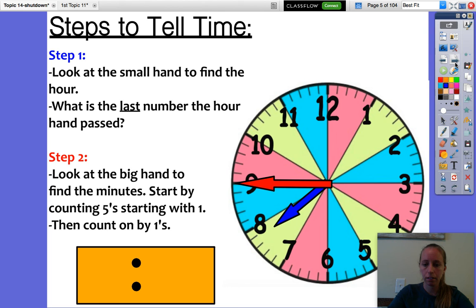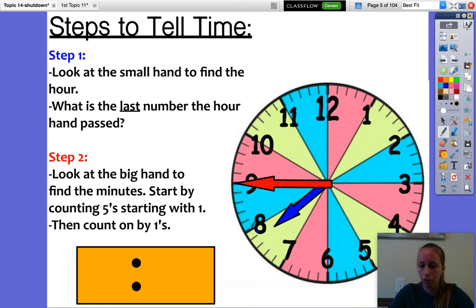Okay, now let's try it again. First, step 1 is we're going to look at this hour hand, the short hand. Where is the hour hand? It's between the 7 and the 8. So do we go with the 7 or the 8? Do we say, oh, look, it's closer to the 8? Do we go with the 8? No. Okay. It has not touched the 8 line yet.